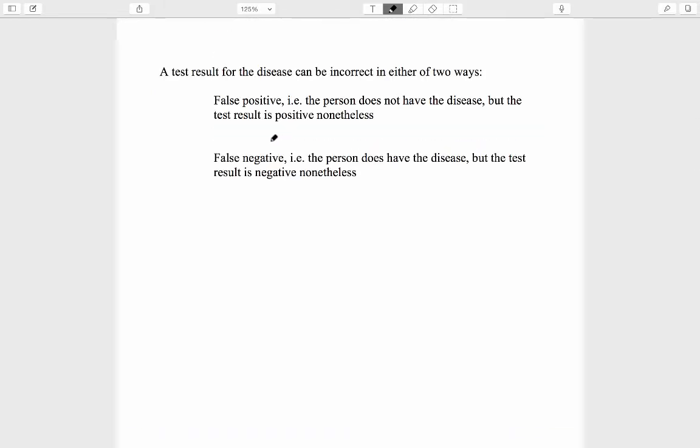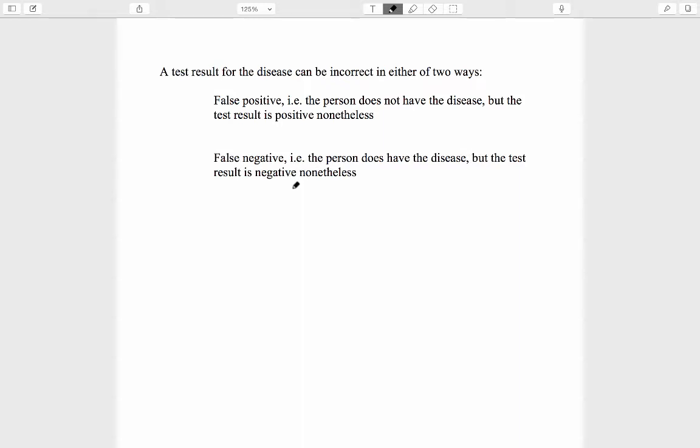Before we do, we have to understand the two ways a test can go wrong. A test result for the disease can be incorrect in either of these two ways. It could be a false positive, which means that the person does not have the disease, but the test result is positive nonetheless, so the test wrongly tells the person you have the disease. The other way of getting it wrong is with a false negative. That is, the person does in fact have the disease, but the test result is negative nonetheless. The test tells the person, oh, don't worry, you don't have this disease. But that would be a mistake, and a terrible mistake, if the person actually does have the disease.